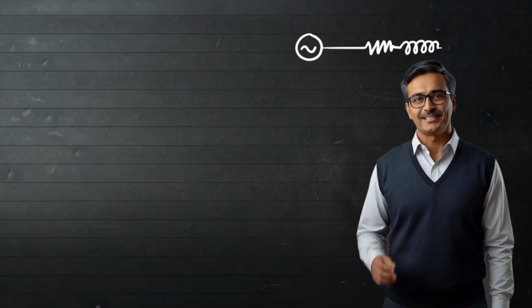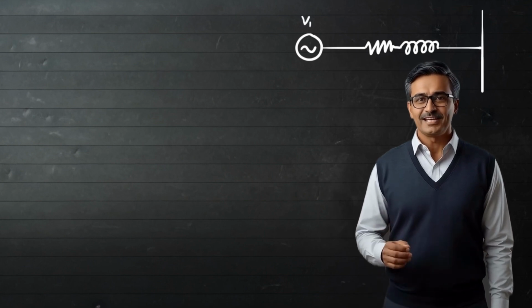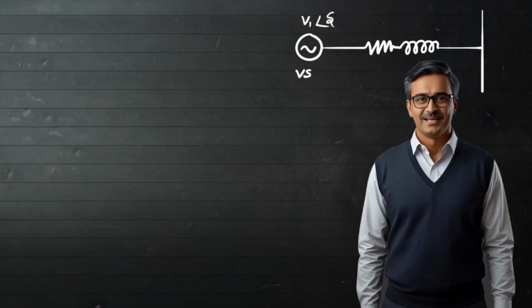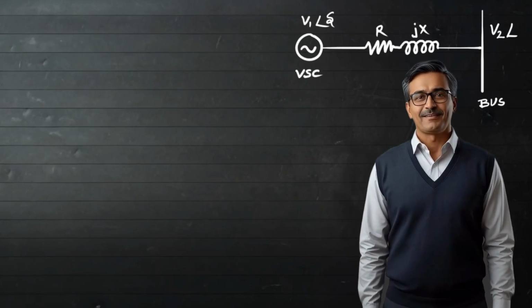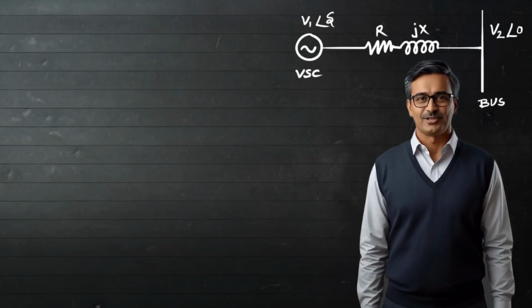This is the voltage source converter, VSC. This is the inductor. This is the bus. V1 is the converter voltage and the coupling impedance is R plus jX. Here, jX represents the inductor. This is the bus voltage V2. We have taken the bus voltage as our reference voltage.